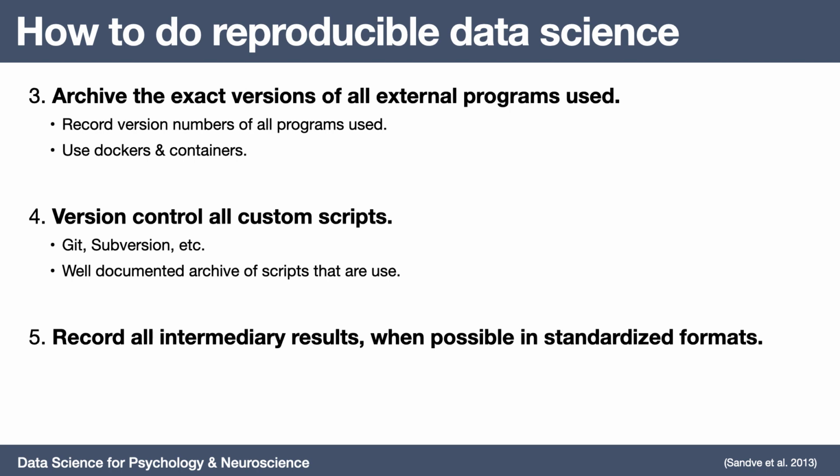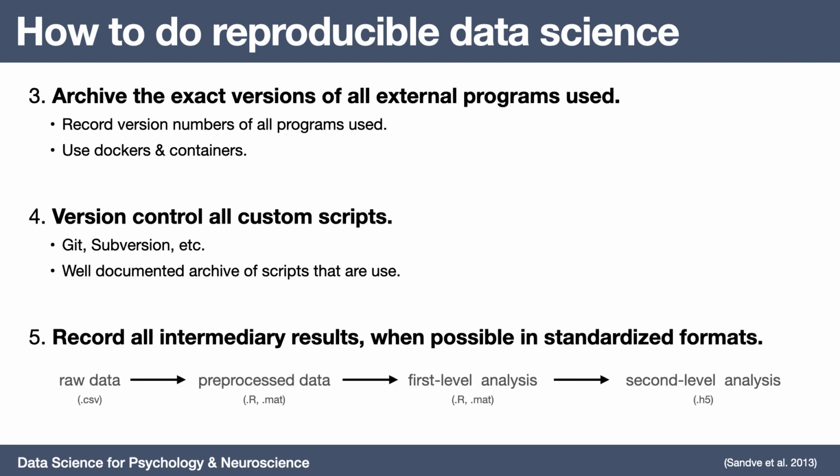5, record all intermediary results when possible in standardized data formats. Now, what do we mean by that? Data analysis is a multi-step process. There's usually tidying of your data table. There's data cleansing we're going to go over. Sometimes you're going to have to do some transformation of data or construction of new variables. Each step produces a new version of your data. And you want to be able to save or at least archive those intermediary data steps.